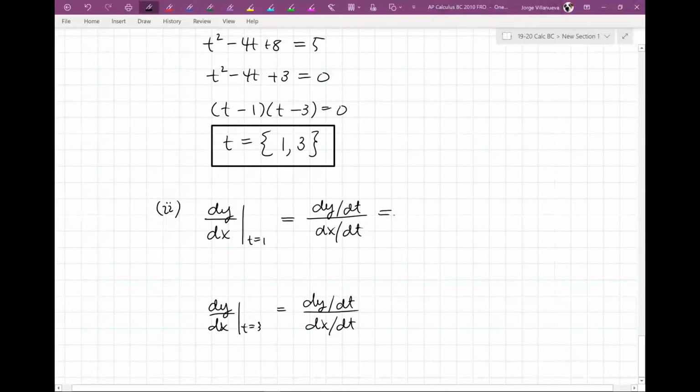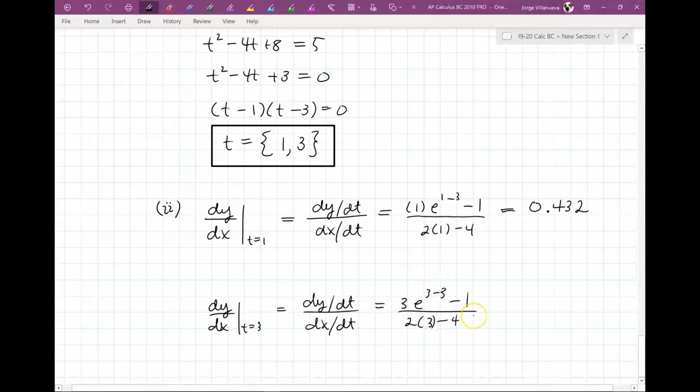Now for dy/dt, remember dy/dt is t times e^(t-3) minus 1. So you're going to plug in a 1. So it's 1 times e^(1-3) minus 1, over the derivative of x, which was 2t minus 4. So 2 times 1 minus 4. When you calculate that, you're going to get an answer of 0.432. Do the same thing for the 3 value. So this is equal to 3 times e^(3-3) minus 1, over 2 times 3 minus 4.